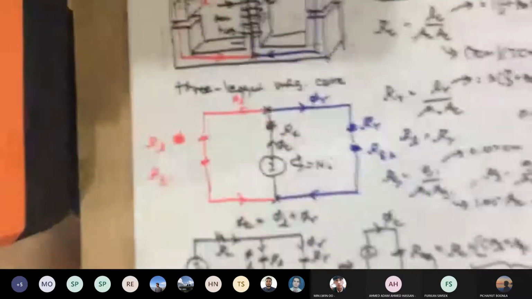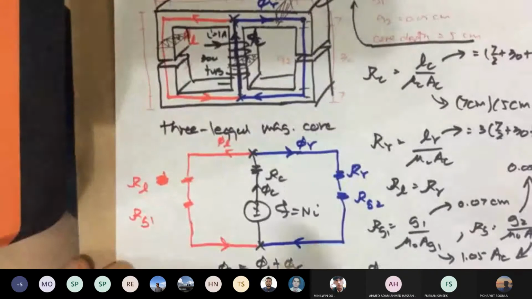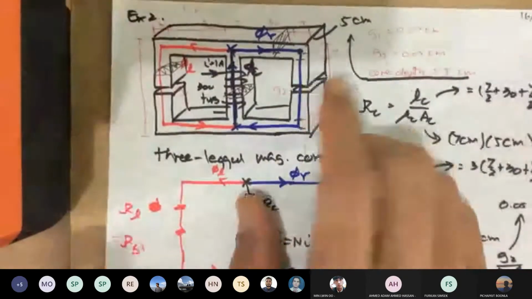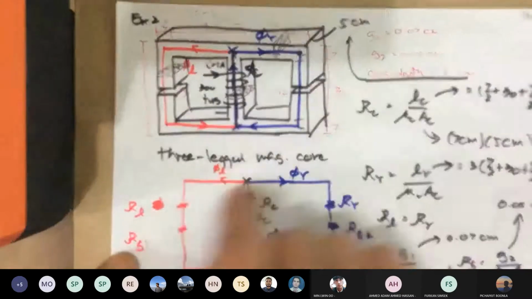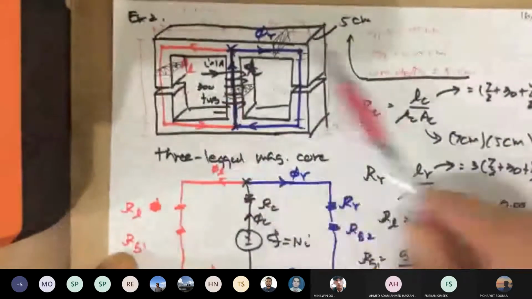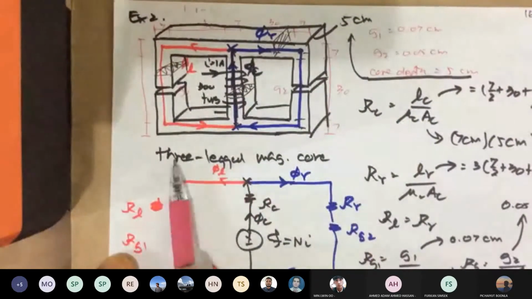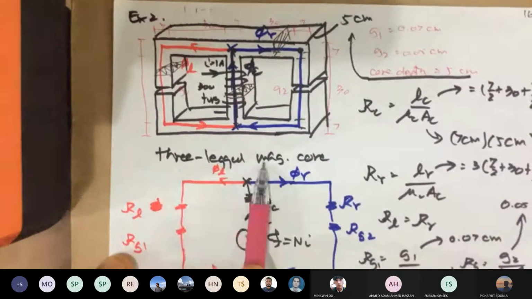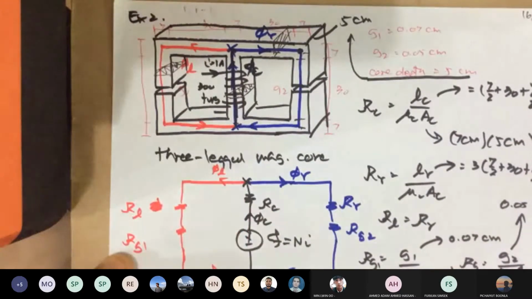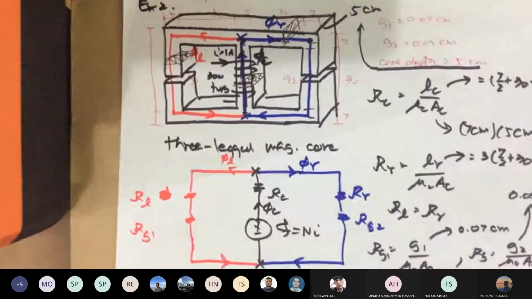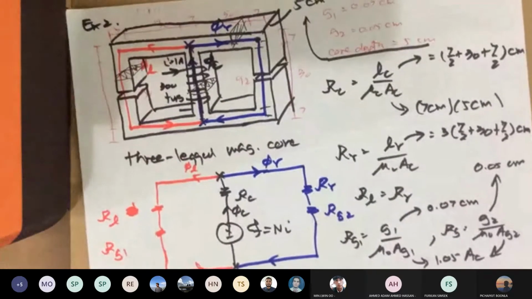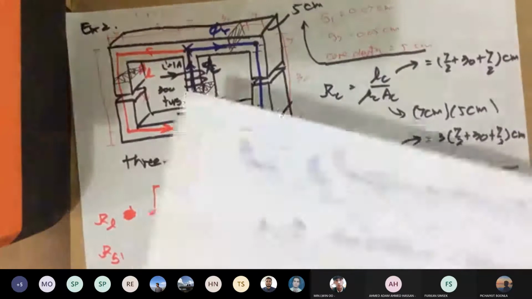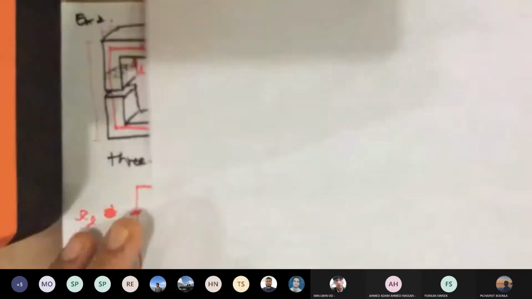Second example. The first example, the structure is very simple, the most basic one. Let's look at the second example. Pretty messy here, but try to zoom in and look at it. This time we have a more complicated structure. This is what we call a three-legged magnetic core. If you look at the two-dimensional drawings, let me try that. It's going to be something like this.